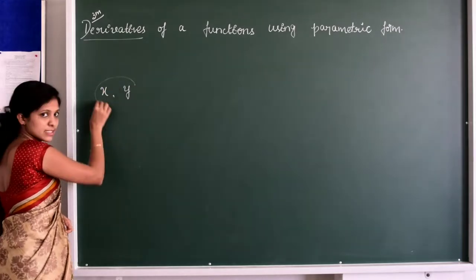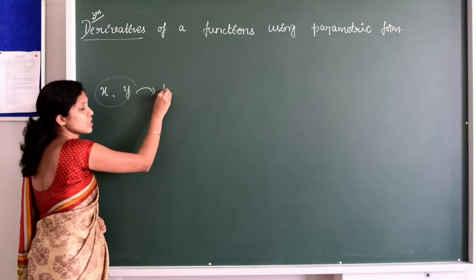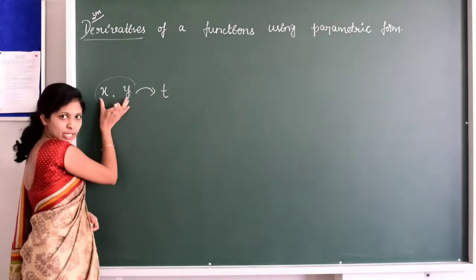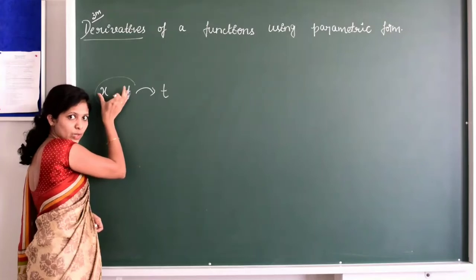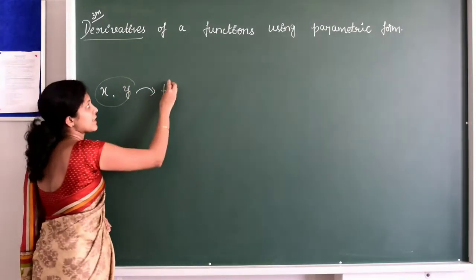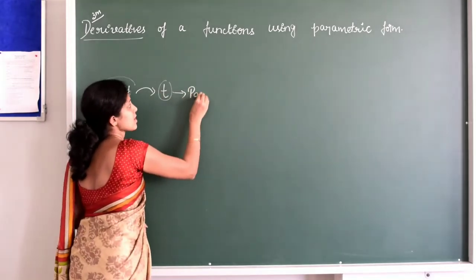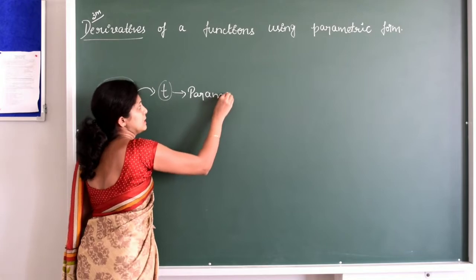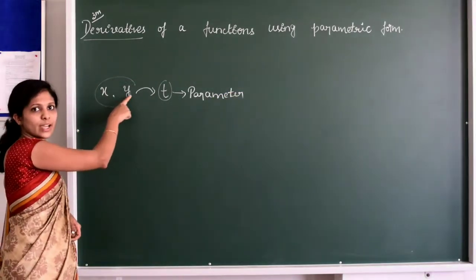How to express this by using another variable that I can consider as t. Is it clear? Two variables are given to you and you have to express these two variables by using another variable. That is called the parametric form, and the third variable is called the parameter. In this concept we use three variables, that is usually x, y and t.